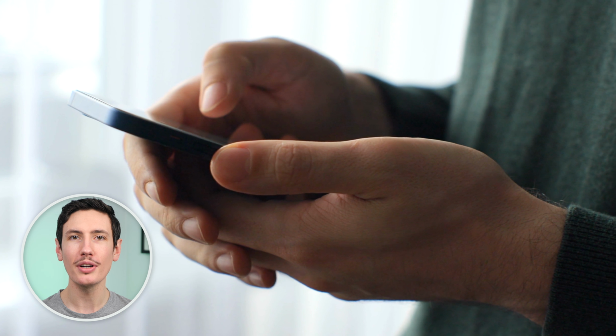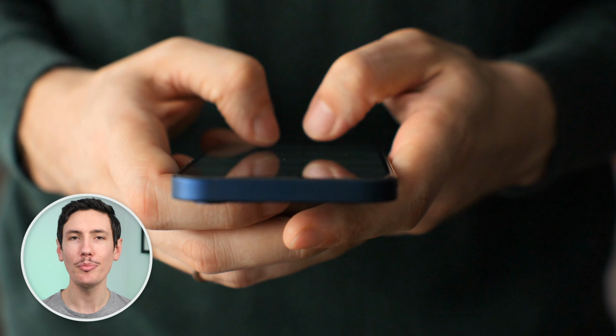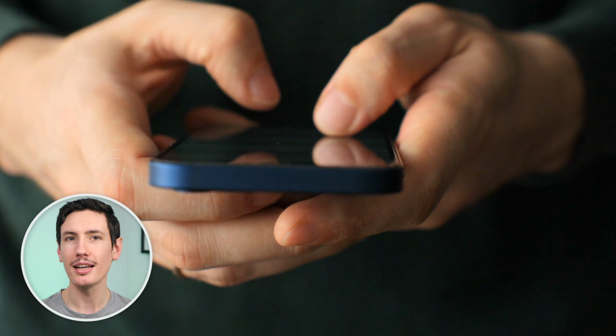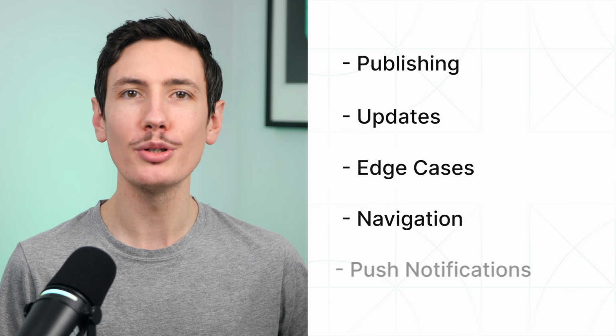Option 2 is to build a native WebView wrapper. Now, this is a simple path. A wrapper app loads your headless site into a native shell. Performance is slightly lower than a fully native build, but honestly, not by much, especially if your headless site is already optimized. The benefit is you don't have to rebuild your entire front end. You reuse the work you've already done. But you're still taking on app development. Your devs need to build and maintain the app, and you need to handle publishing, updates, edge cases, navigation, push notifications, and making it feel like a native app.